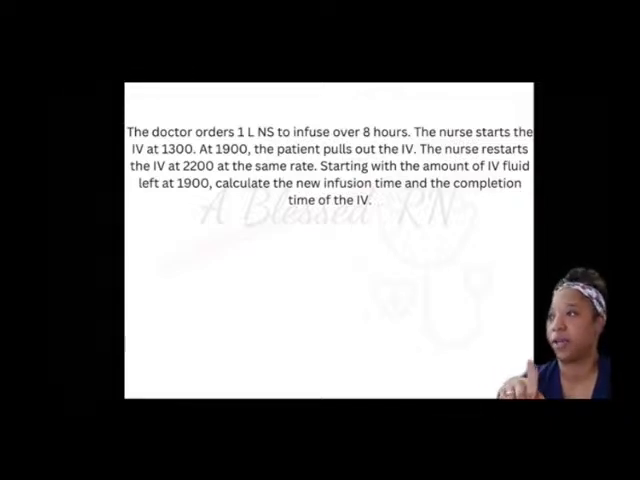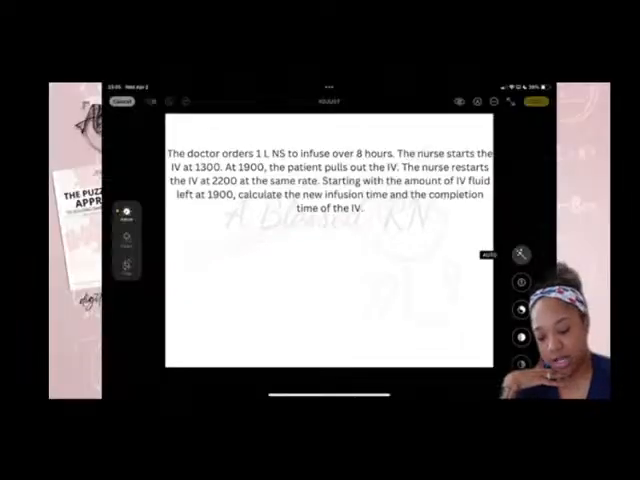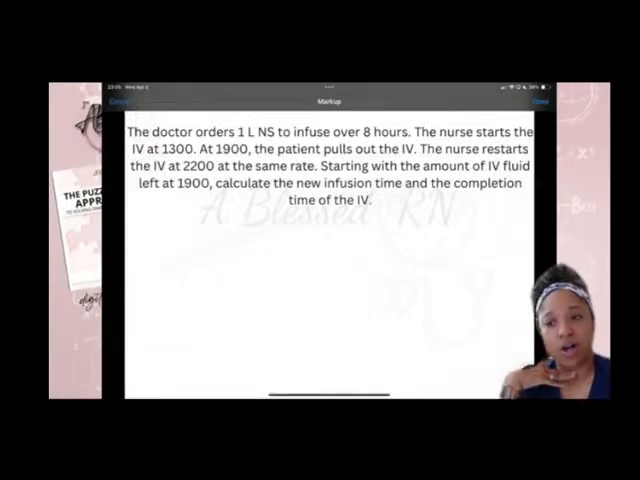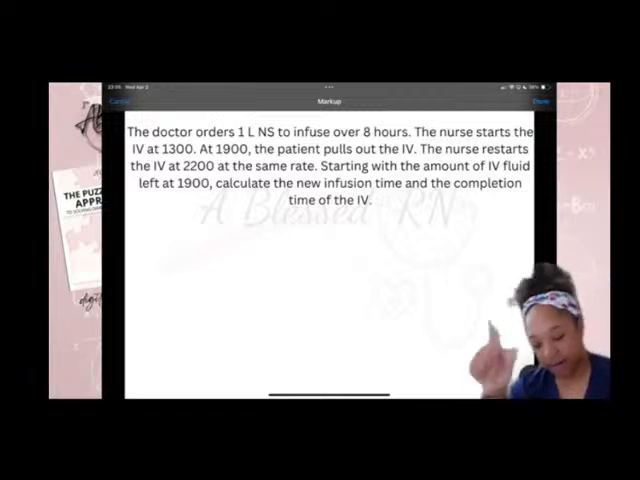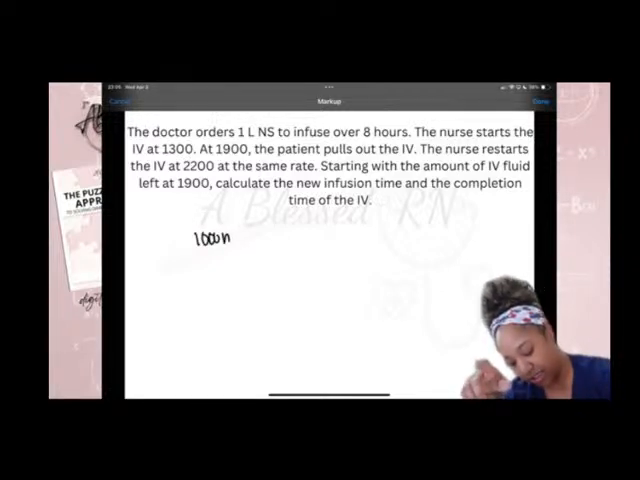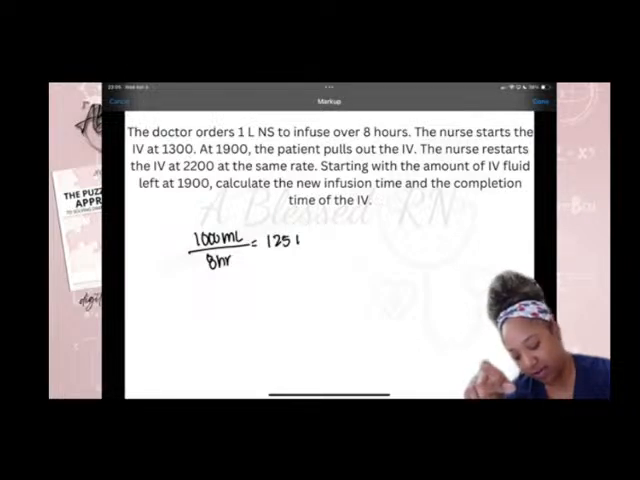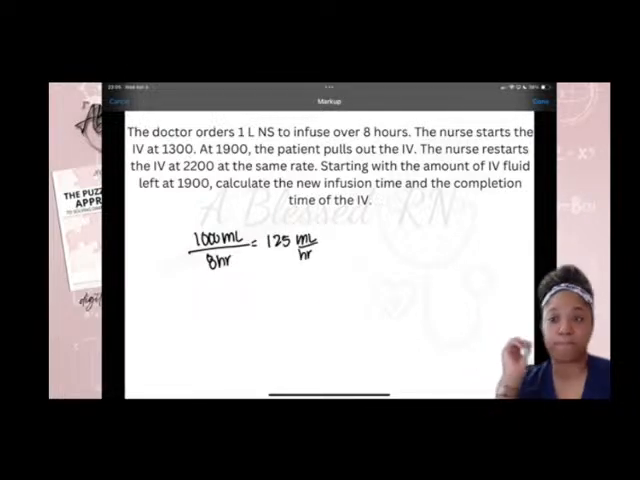At 1900, the patient pulls out the IV. The nurse restarts the IV at 2200 at the same rate. Starting with the amount of IV fluid left at 1900, calculate the new infusion time and the completion time of the IV. Okay? So, what's going on here? We got 1000 milliliters, which is a liter, to go over 8 hours. So that's 125 milliliters per hour, right?